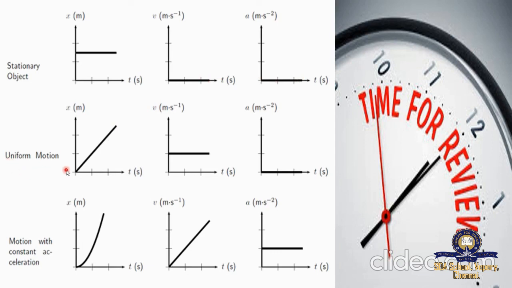When it comes to uniform motion, we already saw that the distance time graph would be a straight line. The velocity time graph has a constant velocity, and the acceleration time graph is 0. And when it comes to constant acceleration motion, the distance time graph shows a curve like this, and the velocity time graph shows a straight line, whereas the acceleration time graph gives a constant acceleration, as it is termed constant acceleration motion. Hope you are clear with the graphical representation of motion.